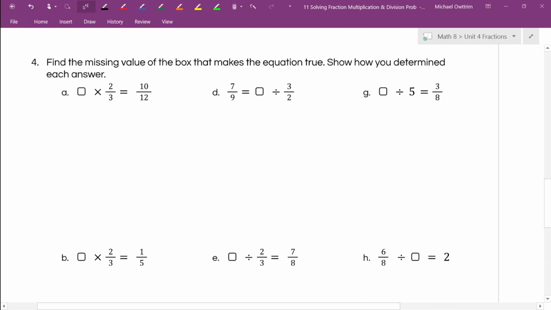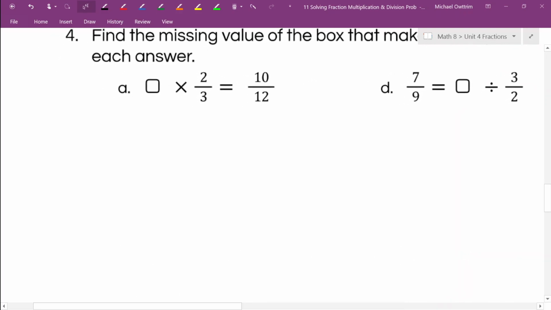We're looking to be able to solve these equations. And we remember that to solve an equation, you need to undo whatever operation is being done to the unknown. And in each of these questions, we're either going to have multiplication or division of our unknown. So in question A, we've got our box here, and it is being multiplied by 2/3. To undo multiplication by 2/3, we're going to divide both sides of the equation by 2/3.